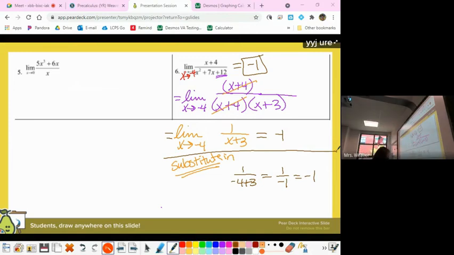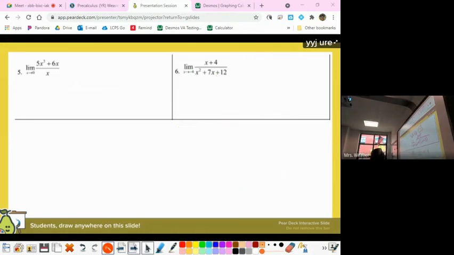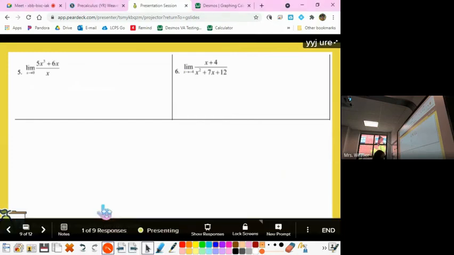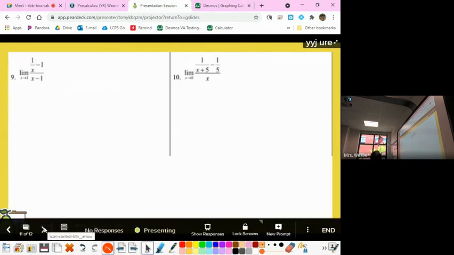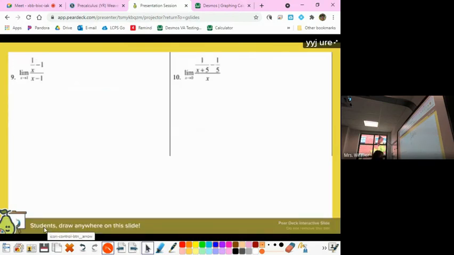Okay, and then the last thing that we had that was a little bit different to look at, that's just more factoring. So those are all just factoring, which I think you guys can do. This one is reminding you that you can get rid of compound fractions by multiplying by the common denominator. So here my common denominator would be x. So I would multiply by x over x.